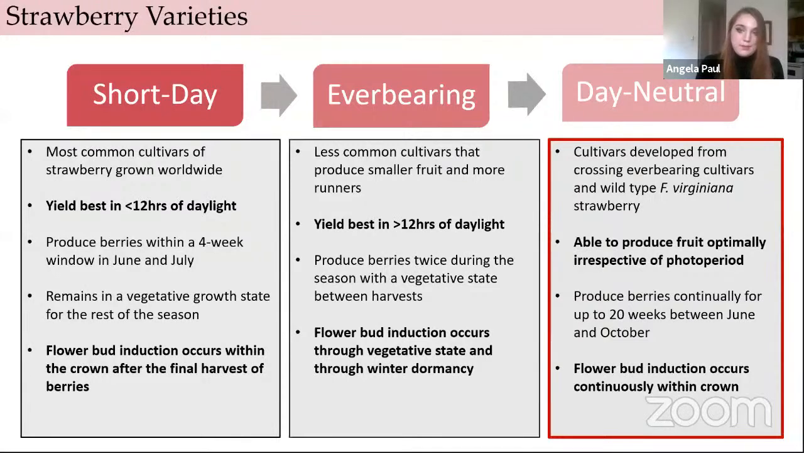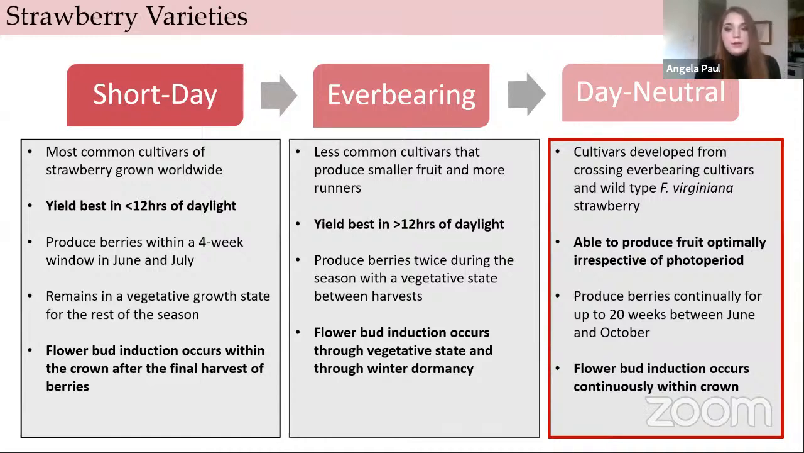So now to talk about the cultivar of interest, day-neutral. These cultivars were developed by crossing an everbearing variety along with a wild-type Fragaria virginiana variety. And the reason these cultivars are so important is that they are able to produce fruit irrespective of photoperiod.